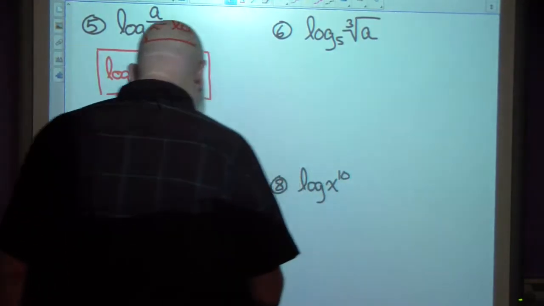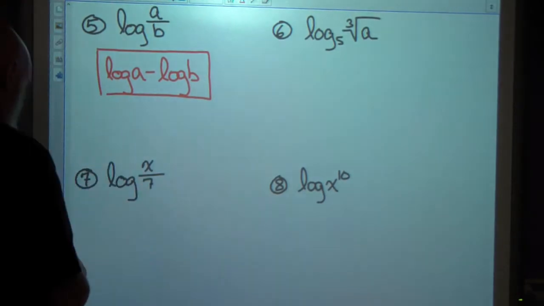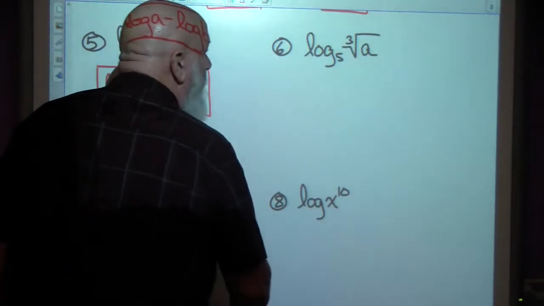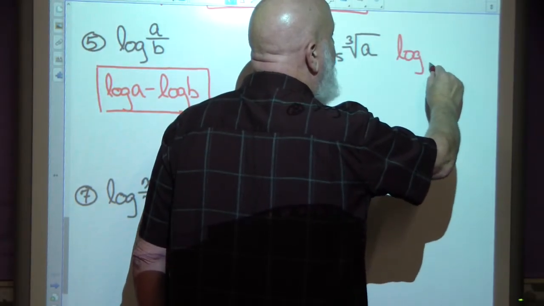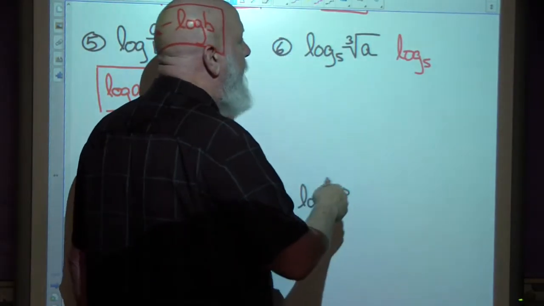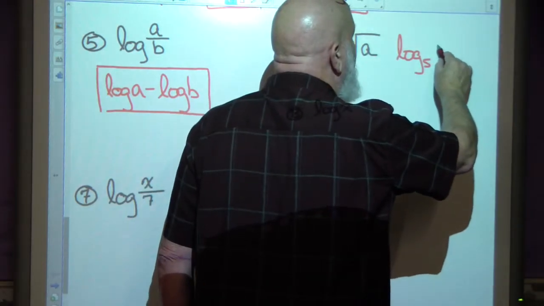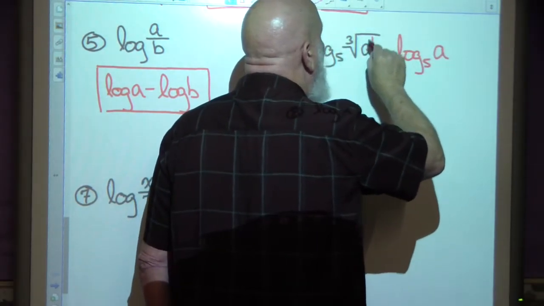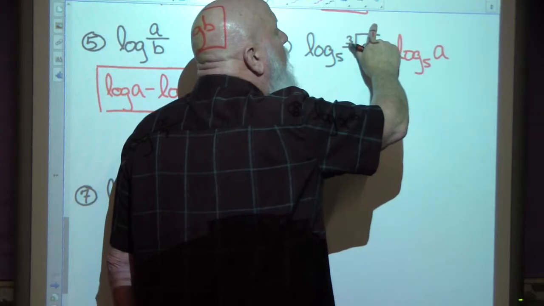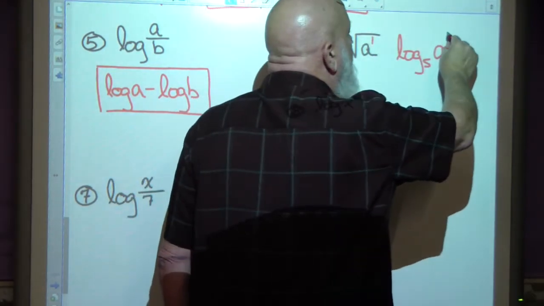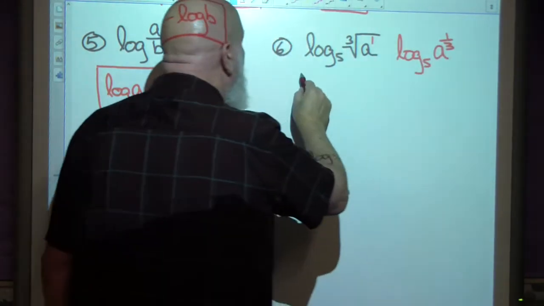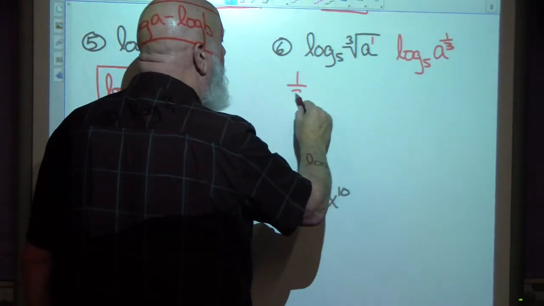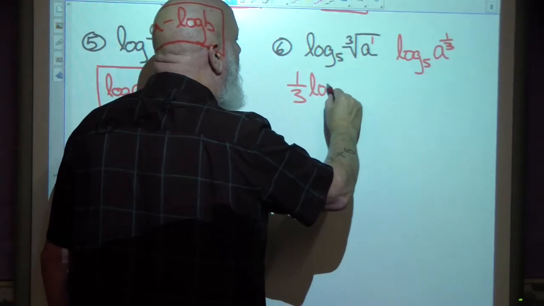I'm looking at another situation here where I've got a radical. So I'm going to think of it as a rational exponent. This time it's base 5, look at that. All the rest of them were base 10. Doesn't matter, we're just going to think of this as A to the 1/3 power. Remember, the 1 slides up and the index slides under it. Now I'm going to employ the power property and move this to a position of a coefficient, 1/3 log base 5 of A.